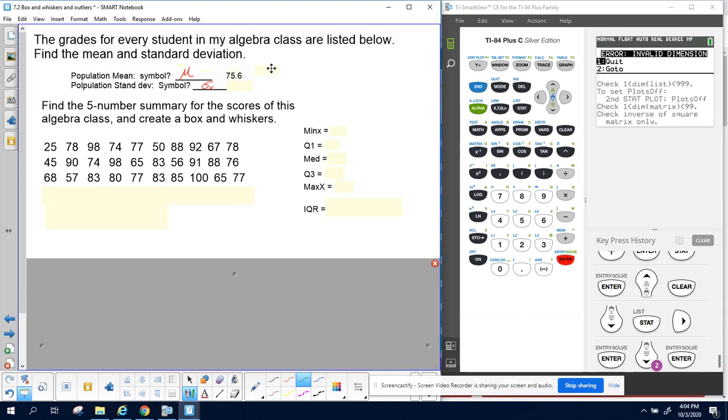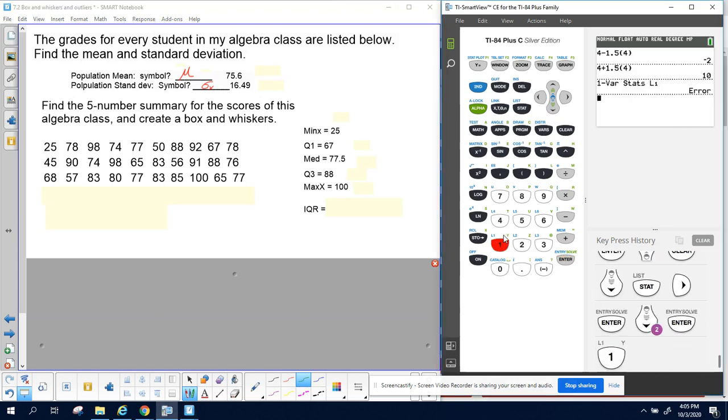The mean of the data set should be 75.6. The population standard deviation number rounded to 2 decimal places, 16.49. The minimum is 25, quartile 1 is 67, median 77.5, quartile 3 is 88, and maximum 100. Remember, you have to use the arrow button to get down to those 5 numbers, the 5-number summary.